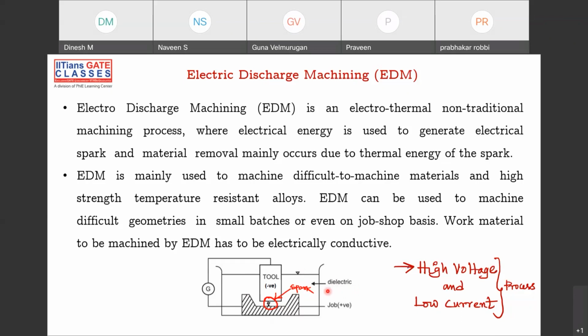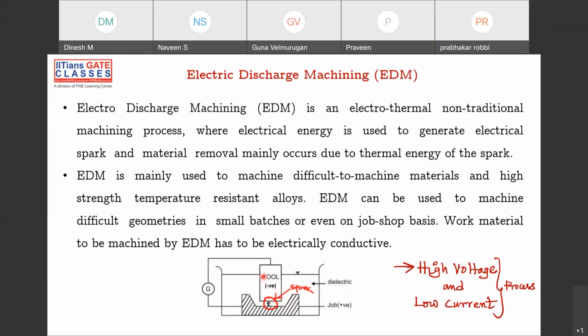The fluid name is dielectric. One example of dielectric is kerosene, a different grade of kerosene, not the kerosene you buy in the market, some petroleum based product. You can directly fill this tool and workpiece in kerosene, or call it a direct fluid. There it is electrolyte in ECM, electrochemical machining. EDM is electric discharge machining.